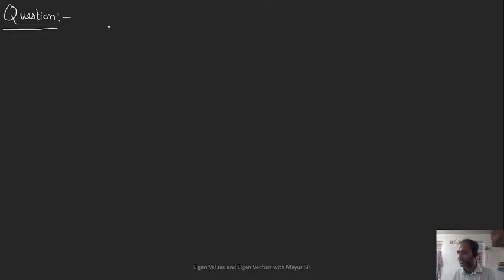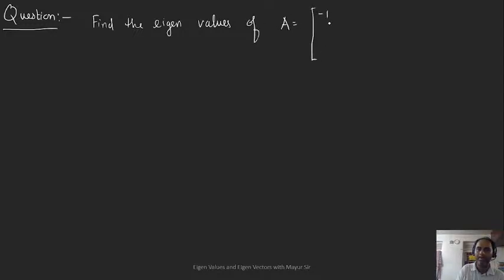This is one of the questions which was asked in one of the examinations of MU. So let us see that. Find the eigenvalues of A equal to [-1, 3, -2; 0, 0, 0; 2, 5, 3]. This was one of the questions.